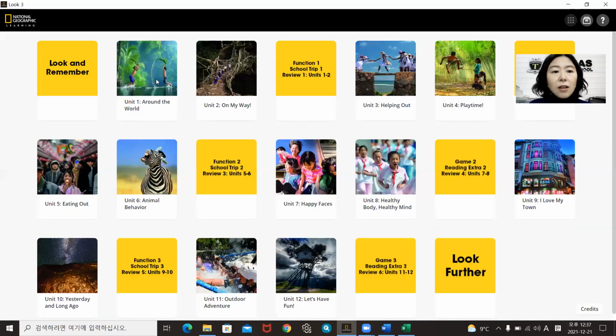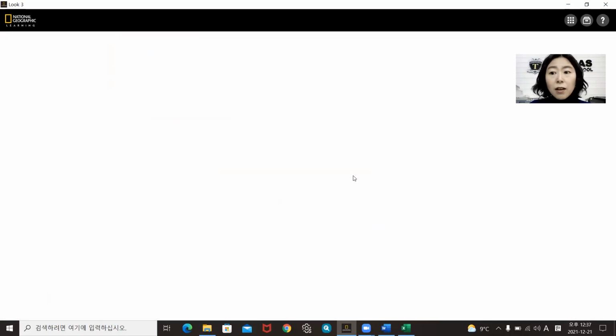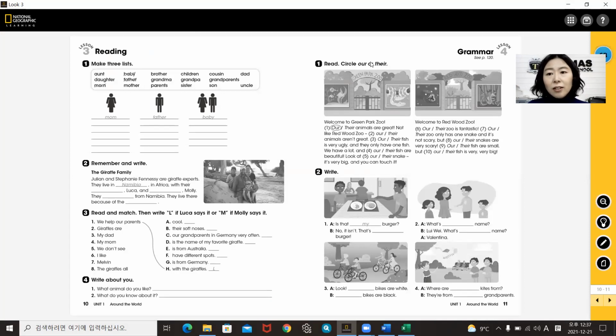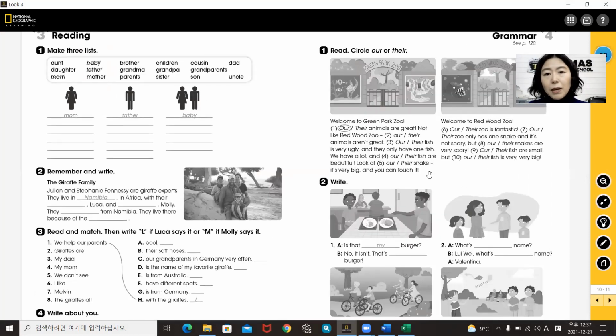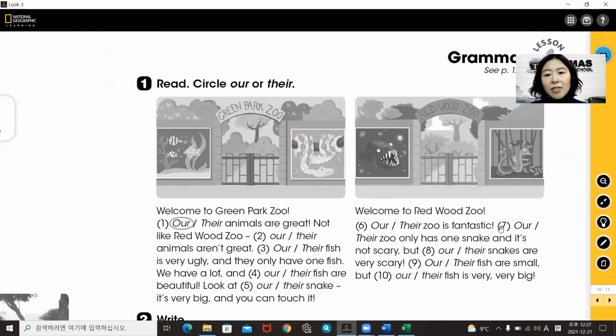Then it is a kind of workbook. We'll solve our workbook lesson number four, grammatical idea together. Then can I make it bigger? Okay. Then I think there is some advertisement competition between two zoos, okay? Then they will talk about this. Our zoo is best, your zoo is worst, okay? It's the worst in this way. Then they compete with each other in their advertisement.